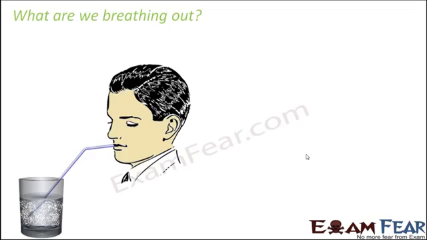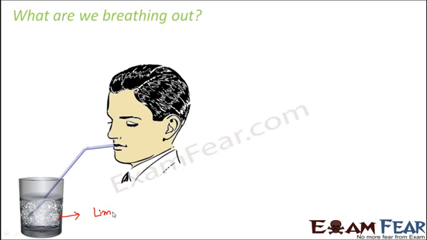Now what you do is you take a glass, fill it with lime water. What is lime water? We all know calcium hydroxide. So when mixed with water, that forms the lime water. So take this lime water solution, and what do you do? Take a straw. Just breathe out through that straw. And what do you observe? You observe that the lime water turns milky.